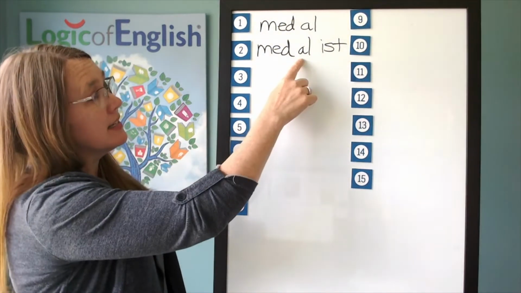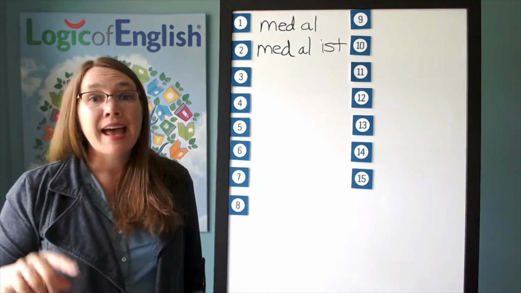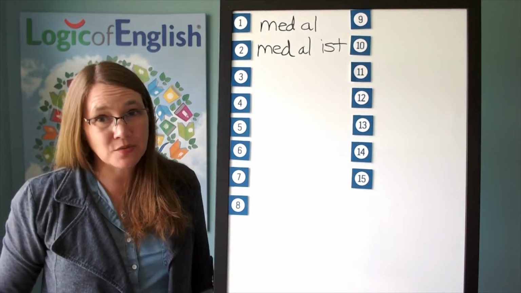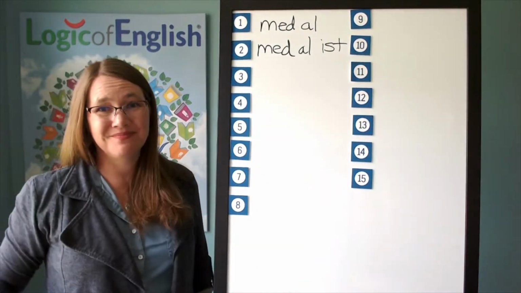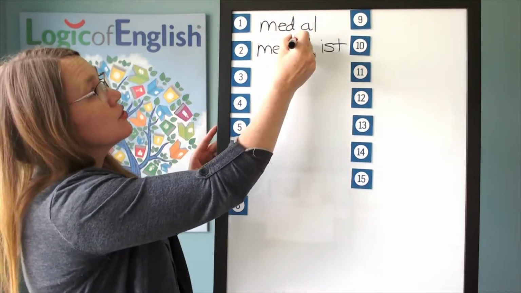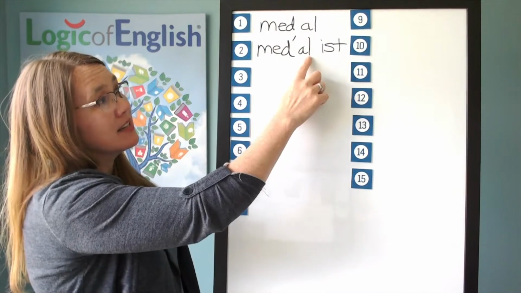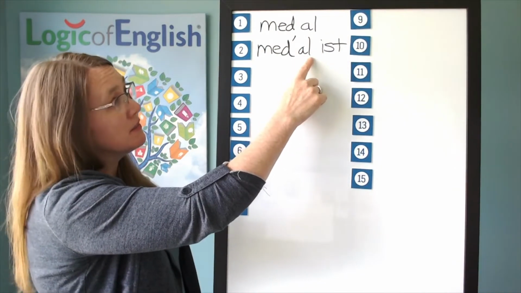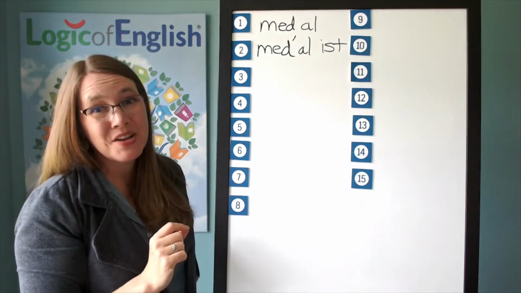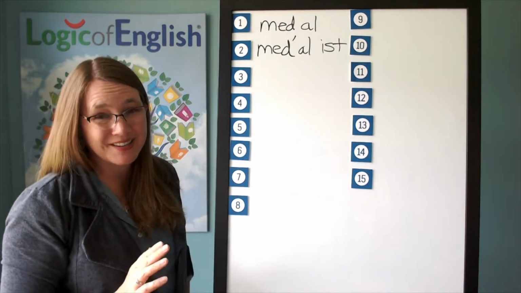Now I have a question for you. The word medal ends in one vowel followed by one consonant, and we are adding a vowel suffix. Why didn't we double the L? That's right, medalist. The stress is here. So we only double the last consonant if it ends in one vowel followed by one consonant and the syllable before the suffix is stressed. But here, it's a different syllable that's stressed, so we do not double that last consonant.